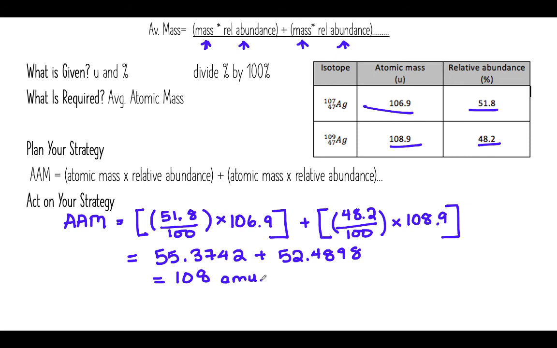Now in this example, we only had 2 isotopes, but if we had 3, you would just do the same thing, right? You would account for the abundance of that third isotope, and then multiply it by the mass of that third isotope. Okay, that's it.